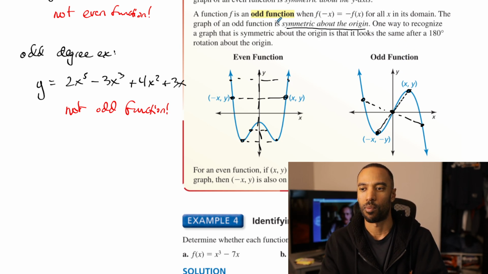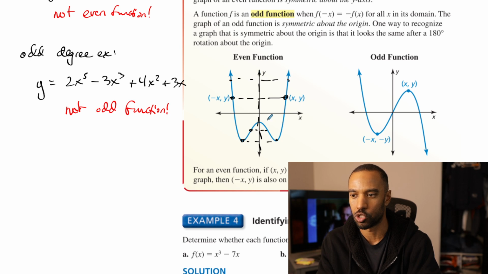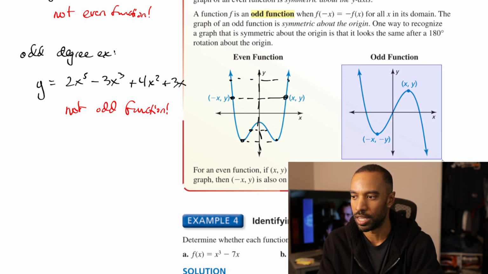So they say one way to recognize this is that it looks the same after a 180-degree rotation. I don't know if they mentioned the first one here, but the first one is if you flip it over, look into a mirror. But if I take this one, I'm going to try and do this here.